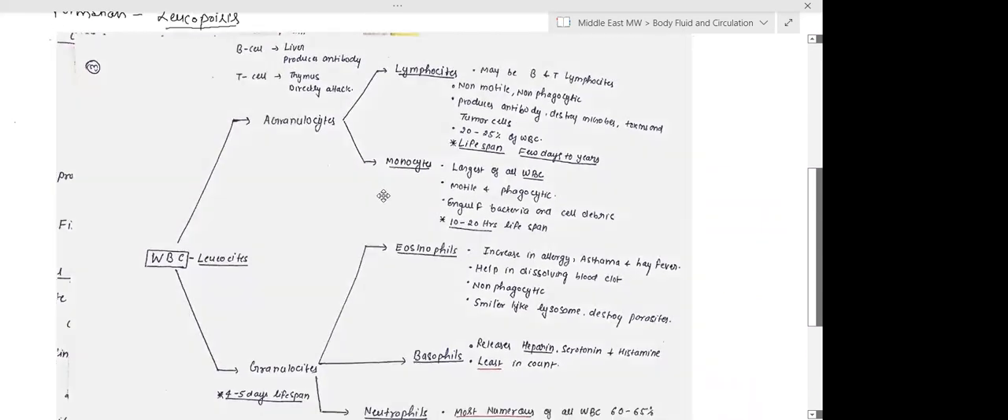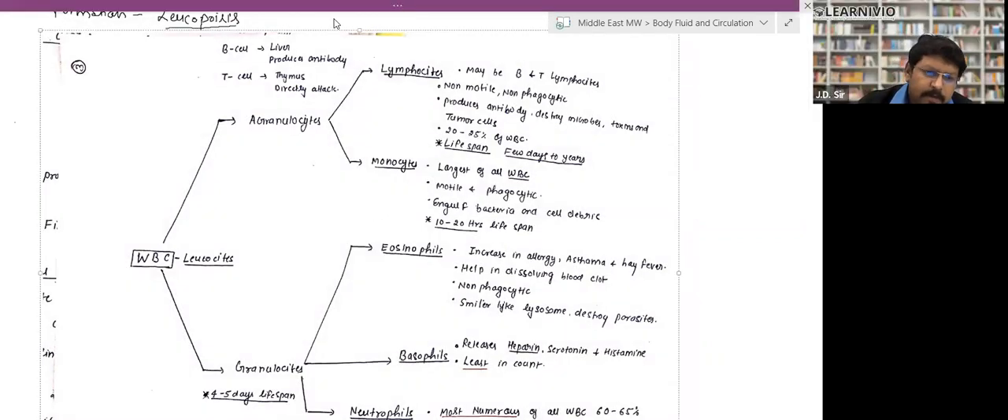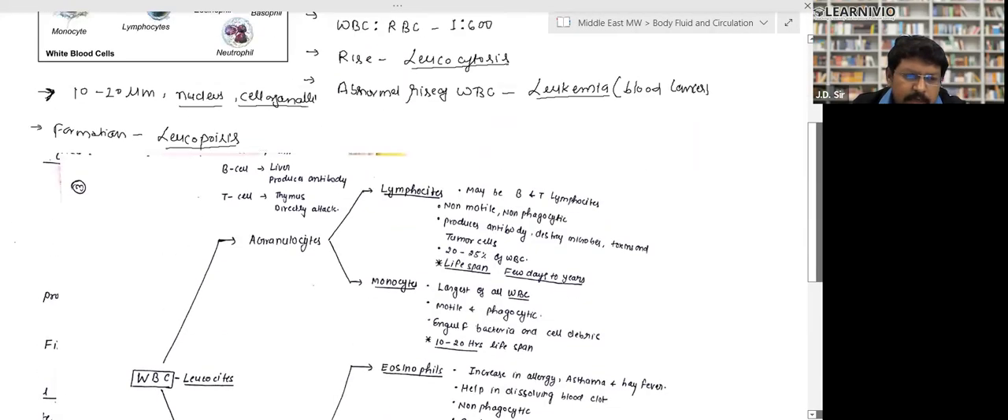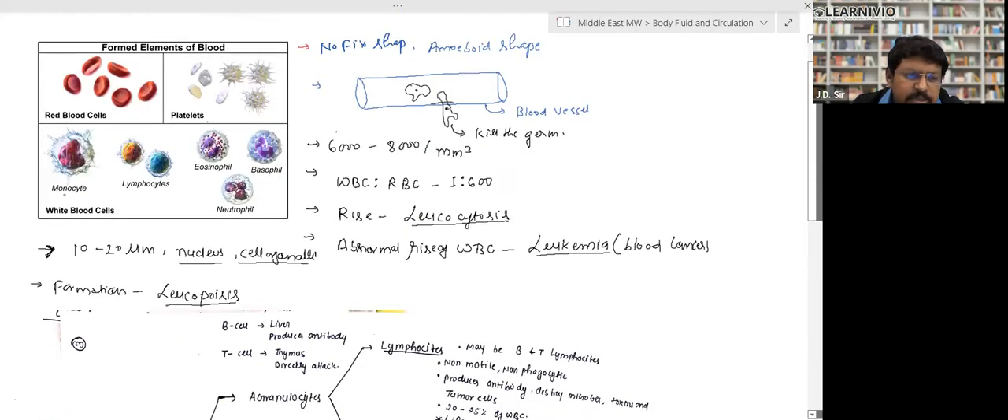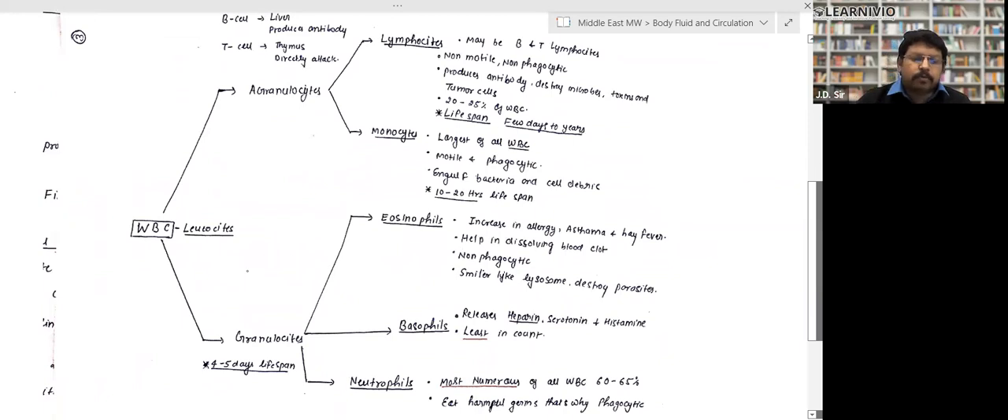Yes, sir. Okay, fine. So let me explain it. These are the types of WBC. Above here, I have shown you the types of WBC shape: monocyte, lymphocyte, eosinophil, basophil, and neutrophil. Here, we have classified WBC in two categories. WBC are called leukocytes, and leukocytes have been classified in two categories, right? Granulocyte and agranulocyte.